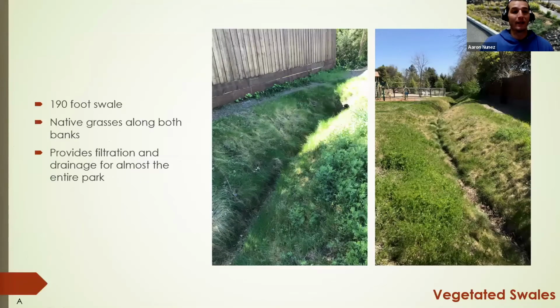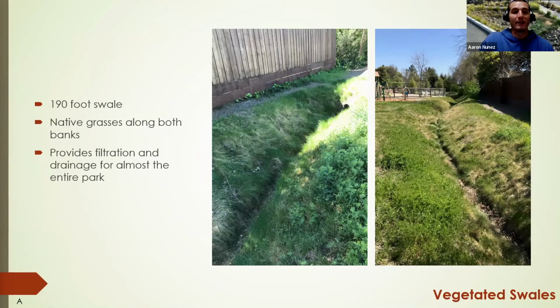So here is a vegetated swale, and it's grass lined along both sides. It provides filtration and drainage for almost the entire park. We'll see a little bit of incision in something like this, so it'd be important to make sure that we have vegetation all throughout and at the bank or the bottom at the bed of the swale.